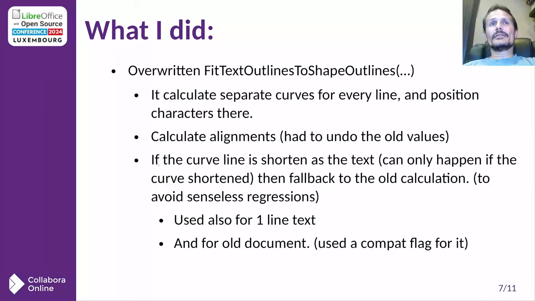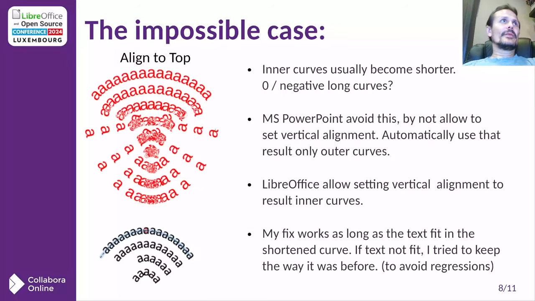And there is another case. If the curve line becomes short enough, it can cause problems, and some of the problems are impossible to solve. So because of it, I rather chose to fall back to the old calculation this way, to avoid senseless regressions. I mean, if it would be wrong in a different way than it was wrong previously, then some people could say it's a regression.